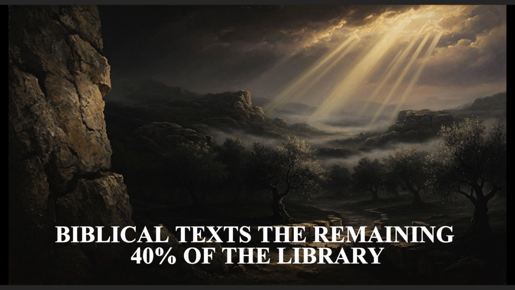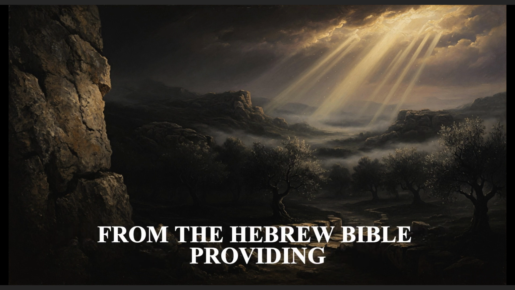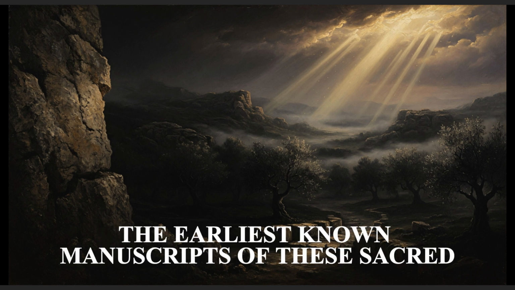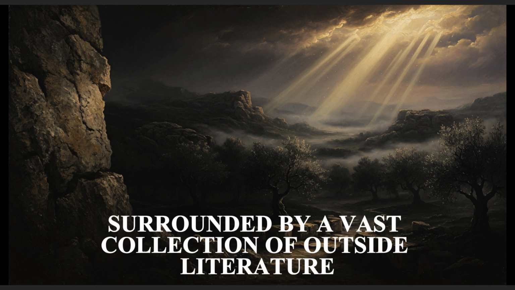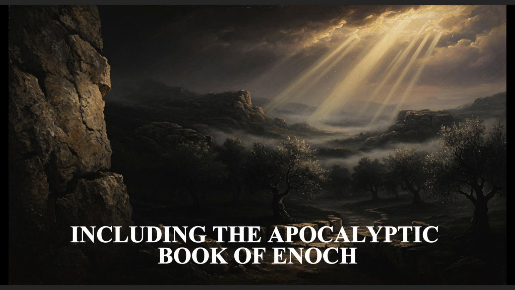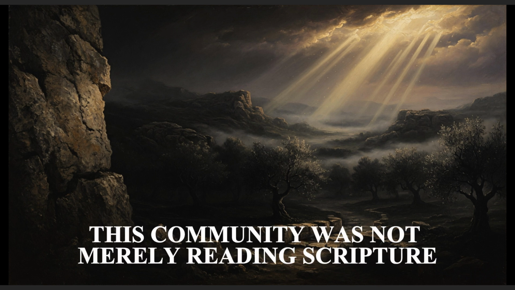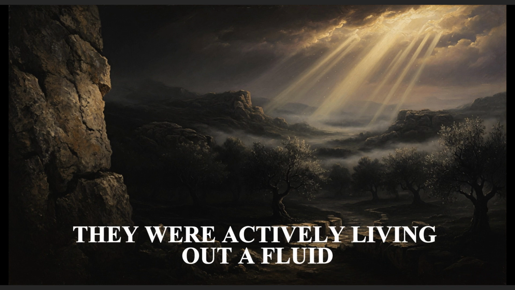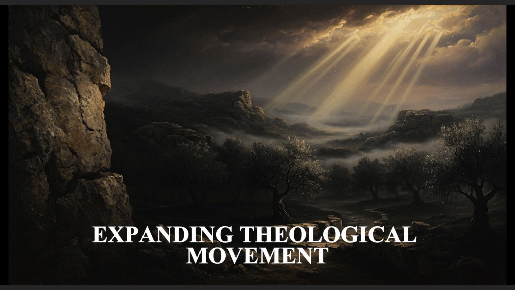Biblical texts. The remaining 40% of the library is comprised of direct copies of books from the Hebrew Bible, providing the earliest known manuscripts of these sacred scriptures. Surrounded by a vast collection of outside literature, including the apocalyptic Book of Enoch and the solar calendar-focused Book of Jubilees. This community was not merely reading scripture, they were actively living out a fluid, expanding theological movement.